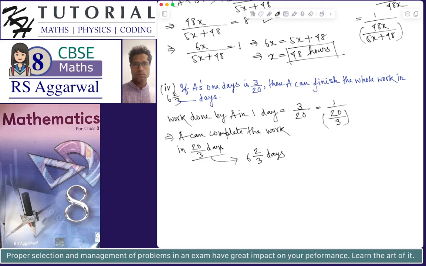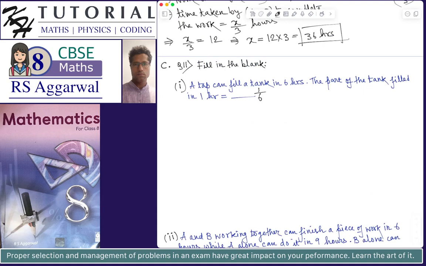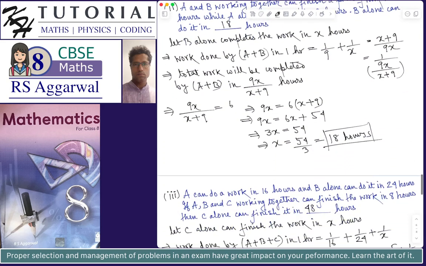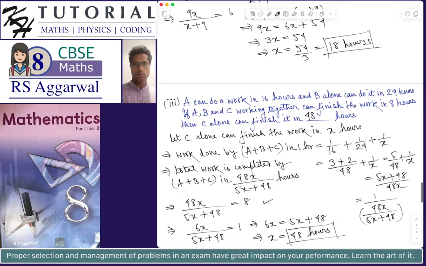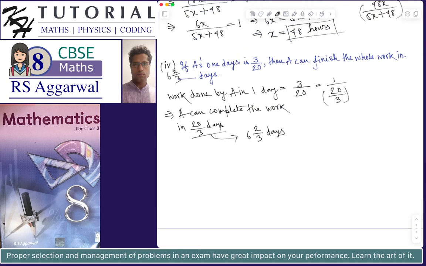So let me now quickly check all the answers of the fill in the blanks. Question number 11, part 1 is 1 by 6. This is correct. Part 2 is 18 hours. This is correct. Part 3 is 48 hours. This is correct. And part 4 is 6 and 2 by 3 hours. This is also correct. So this brings to an end the solving of test paper 13.